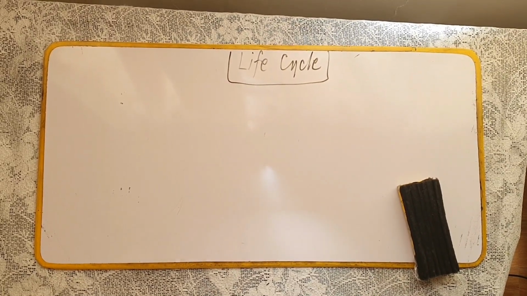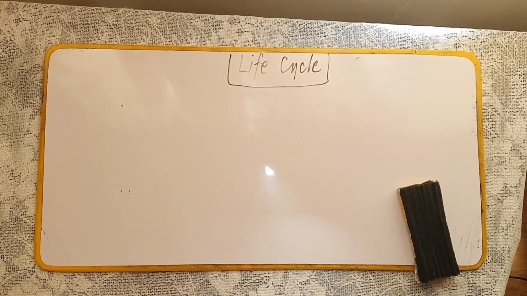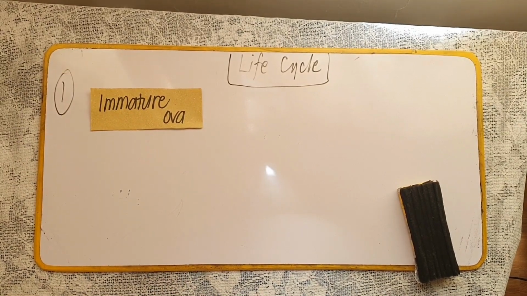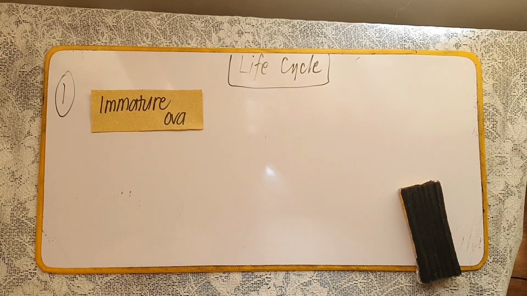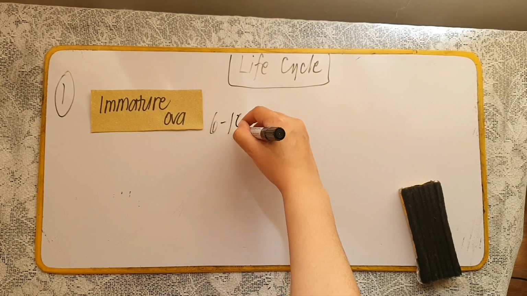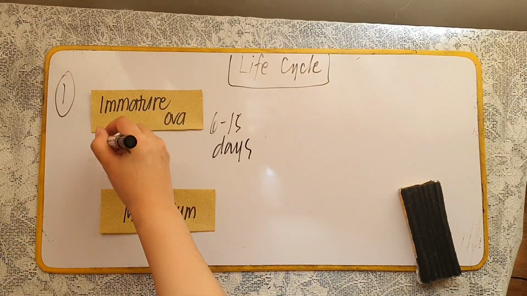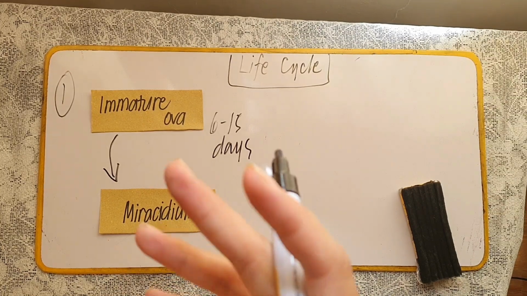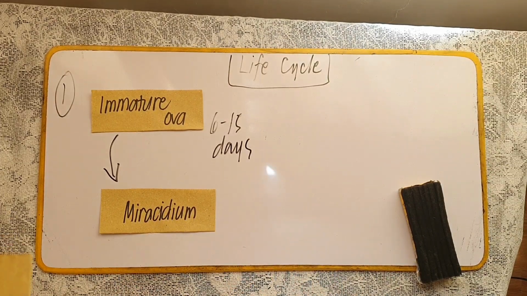Now, the life cycle of the Echinostoma ilocanum begins when these immature eggs are passed out in the feces and released into the water. It usually takes around 6 to 15 days before mag-undergo yan ng embryonation, developing into miracidium. Once na mag-develop na yan into miracidium, mag-hatch yan, and then it will swim freely, seeking its first intermediate host.